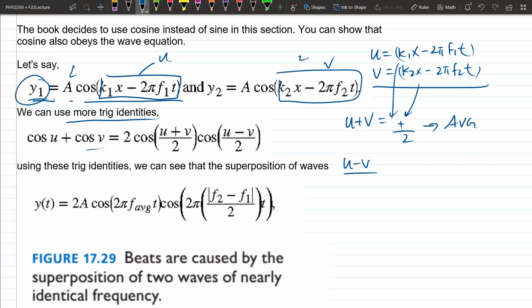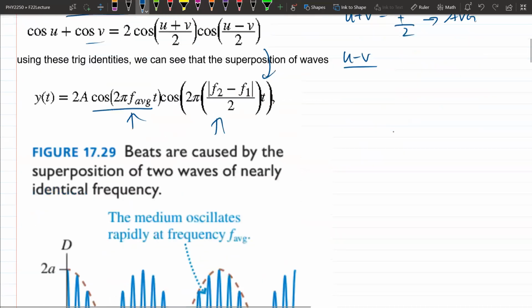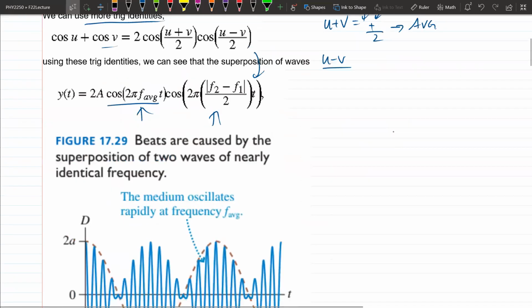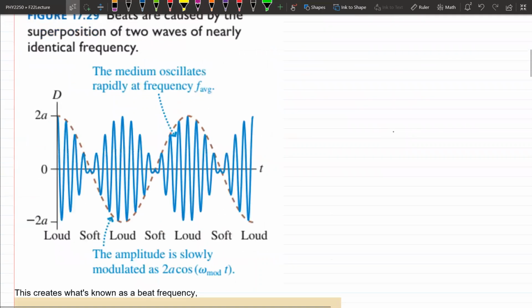If you go through all the multiple steps of trig identities and stuff like that, you will be able to derive this equation. But right now, we just want to see where this little piece comes from and where this little piece comes from. Now, what will happen is that you have two different cosine functions that are multiplied into each other. When you multiply two cosine functions together, you get something that looks like this.